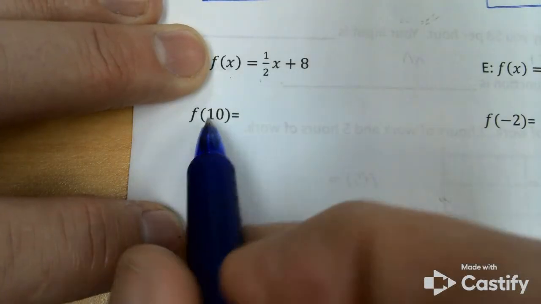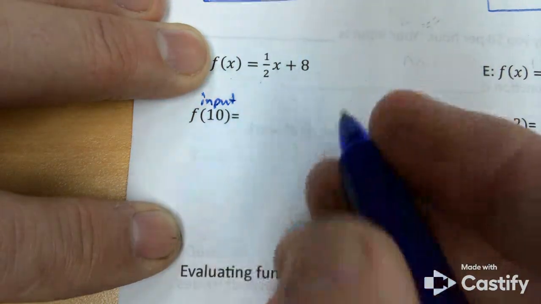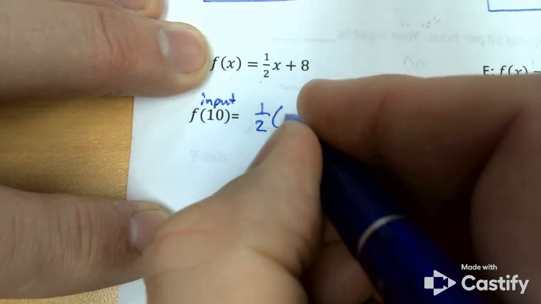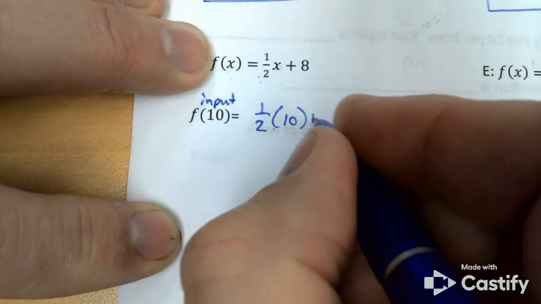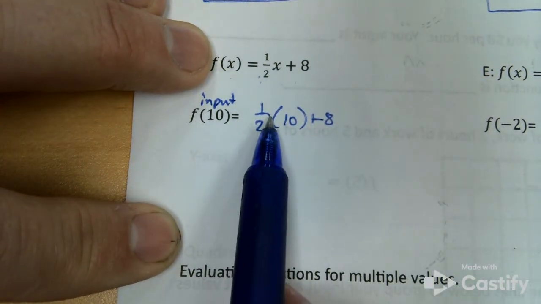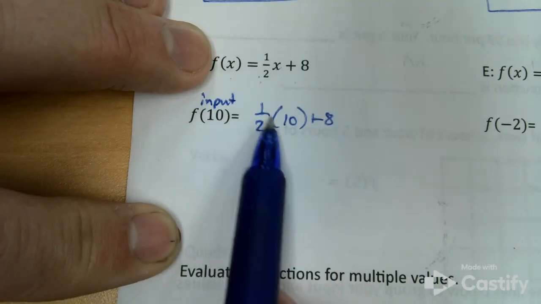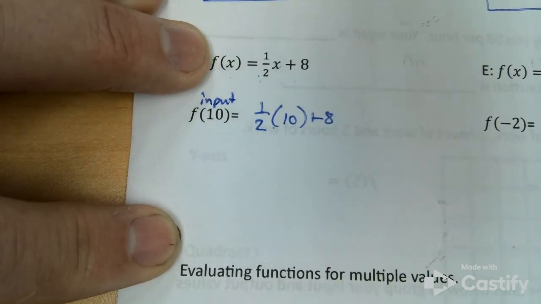So in this case, x is 10. This is my input. So if I put 10 in place of x, this means half of 10, plus 8. Or it also means 1/2 times 10. 1/2 times 10 or half of 10 are the exact same thing mathematically.